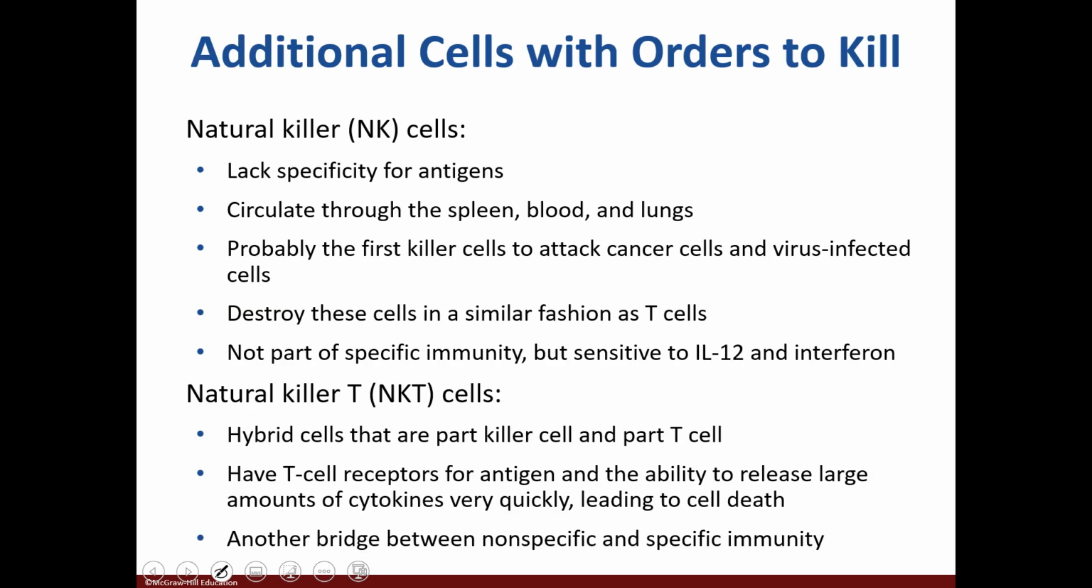In addition to cytotoxic T cells, we have others that are efficient killers. Natural killer cells aren't picky. They will kill anything from cancer cells to virus-infected cells. Technically, they're not part of the adaptive system, but they respond to interleukins and interferon. Natural killer T cells are a mix of NK cells and T cells. They have receptors for antigens and can directly release cytokines. They're another link between the two branches of our immune system.